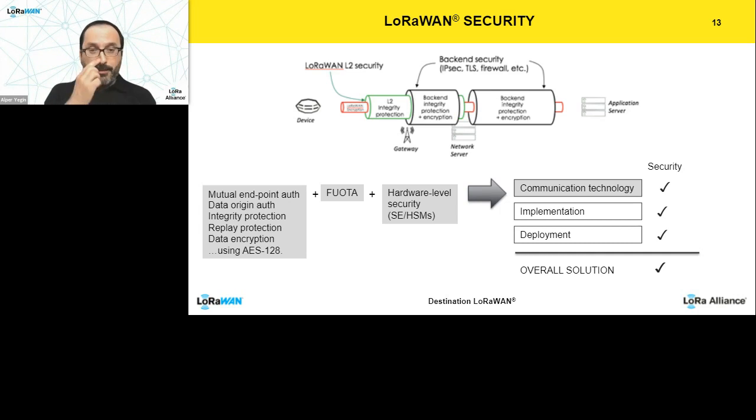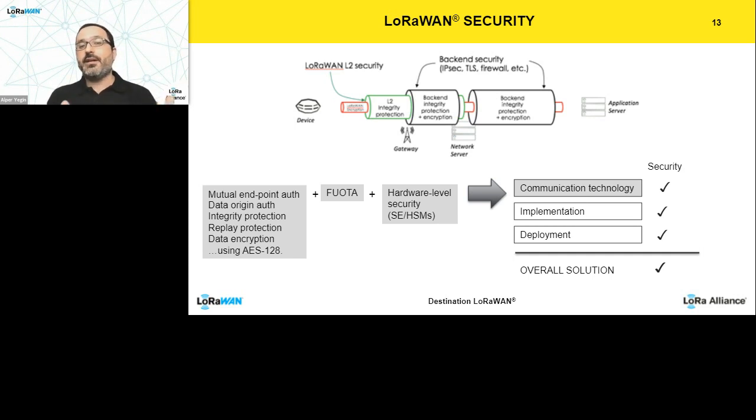So if I were to summarize what we have, this picture puts everything in context. Between the end device and the application server, we have end-to-end encryption. And at different segments of the data path, one being between the end device and the network server, we have the link layer integrity protection. The term integrity protection is short for having mutual endpoint authentication, data origin authentication, integrity protection, and replay protection.